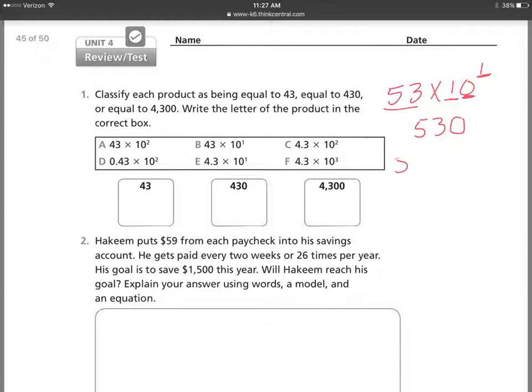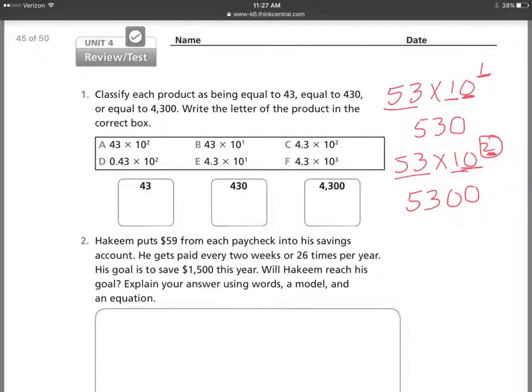Now, if we were to multiply 53 times 10 to the second power, that is still 53 times 1, which is 53. 10 to the second power is the same thing as 10 times 10, or 100. We would know to add 2 zeros for one of two reasons: either because you know that 10 to the second power is 100, and 100 has 2 zeros, or you would just look at the exponent and realize that 10 to the second power means that you're going to add 2 zeros.